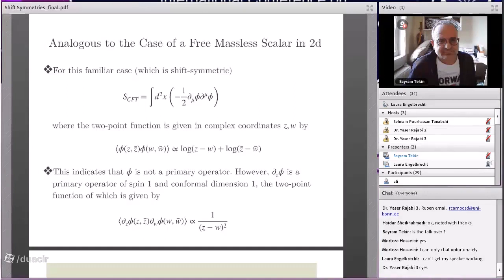So what's going on? Well, this is very analogous to the case of a free massless scalar in 2 dimensions. For this familiar case, the two-point function, which is often given in complex coordinates, z and w, where here z is not the same z I've been talking about in the previous slides, but just what I denote the coordinates by, you also get a logarithmic structure, which is shown here. And how we interpret this is that phi is not a primary operator. However, acting with the derivative with respect to z on phi gives a primary operator of spin 1 and conformal dimension 1. So if you compute the two-point function of these primary operators, then you do find the usual structure, which here is 1 over z minus w squared.